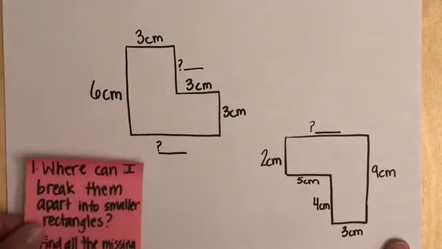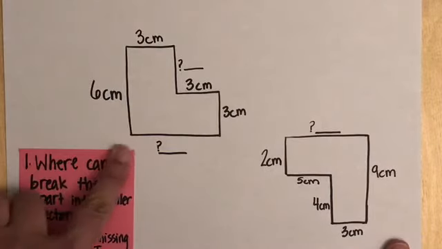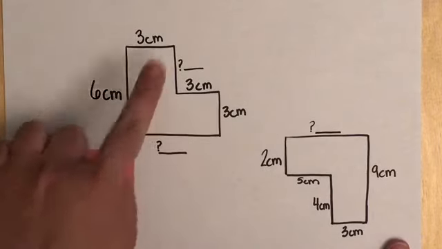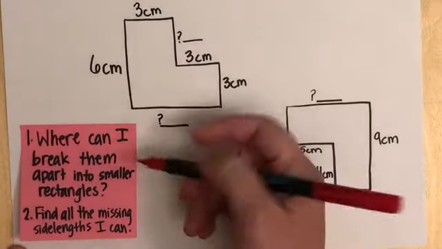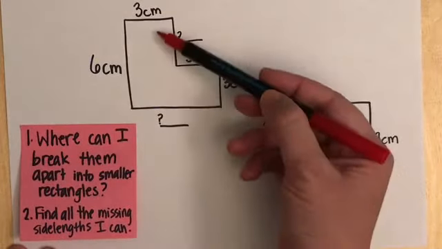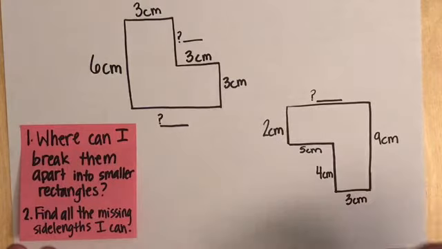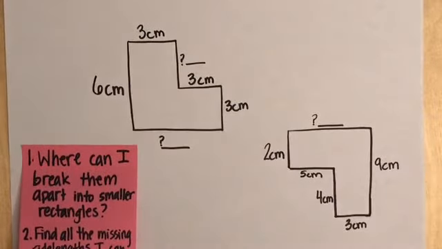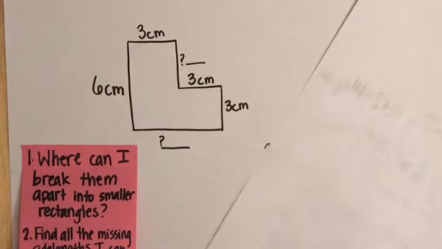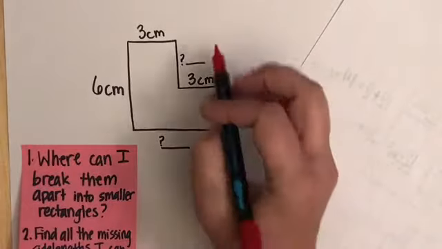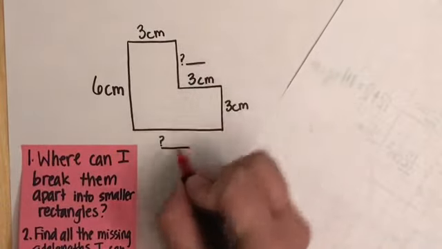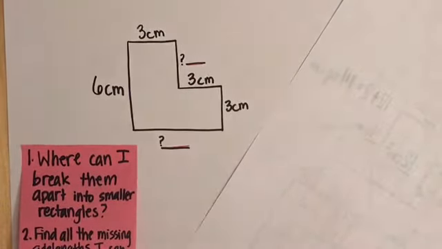Whenever you look at an area model that's a composite figure that looks like it has more than 2 rectangles put together, I want you to think to yourself, where can I break this apart into smaller rectangles and then find all the missing side lengths that I can? So let's go ahead and concentrate on this first figure right here. Draw this on your paper, write down the side lengths, and then you'll notice that there's 2 missing side lengths, this one right here and this one right here. I want to see if you guys can figure out what those missing side lengths are.